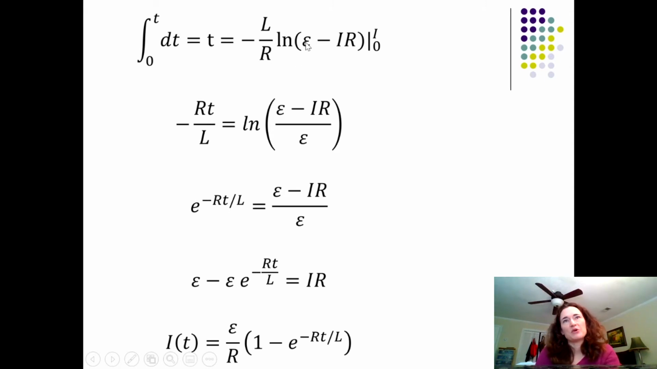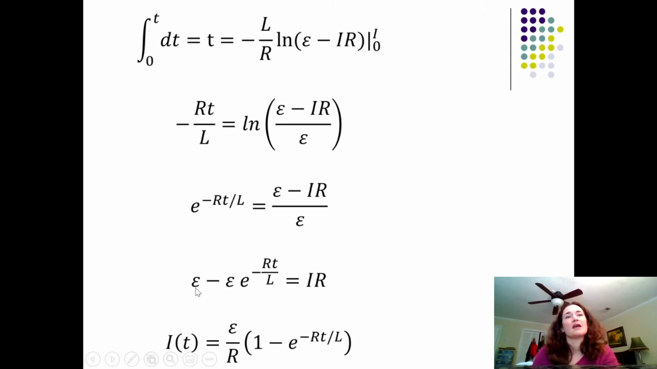Okay, so remember that this would give us the natural log of EMF minus IR minus the natural log of the EMF, if you take I equal to 0 when I evaluate my limits. But when you subtract natural logs, you can take the ratio of the arguments. So, rearranging here and multiplying both sides by negative R over L, I end up with negative Rt over L is equal to the natural log of EMF minus IR over the EMF. Now remember, this is the battery's EMF. To get rid of that natural log, I raise both sides to e, and I have e to the minus Rt over L is equal to the EMF minus IR over the EMF.